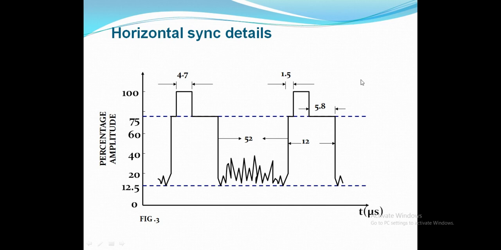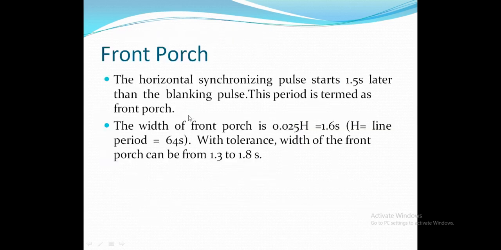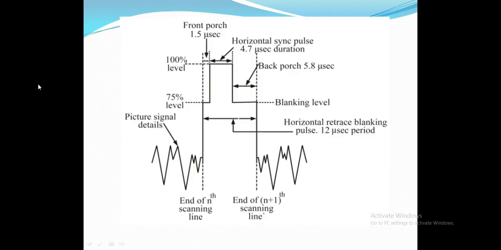During the front porch, the video signal will reach the blanking level, which is fixed. Whatever the picture level at the end of the line, the sync pulse always starts from a fixed amplitude level. Next, this is about the front porch. Actually, the front porch and all synchronizing or blanking pulses are added in the 75 to 100% amplitude region.